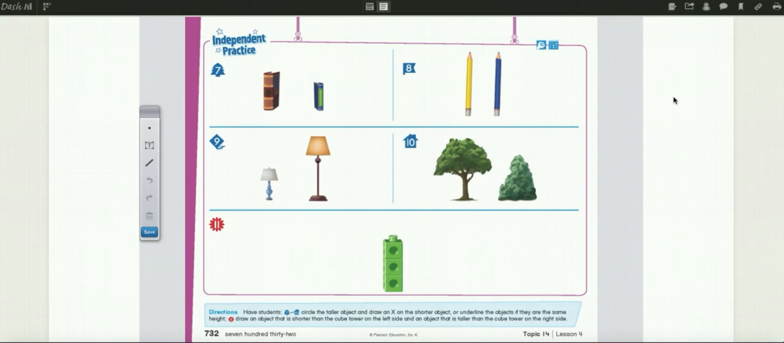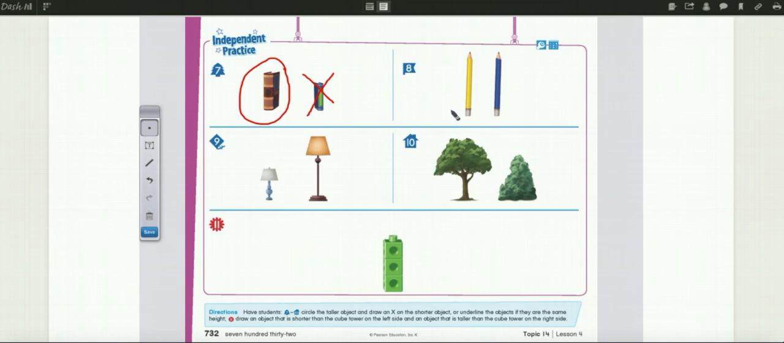Okay, so for number 7, 8, 9, and 10, we're going to circle the taller object, draw an X on the shorter object, or if they are the same height, we will underline them. So look at number 7. What can you tell me about these two books? The first book is taller. The second book is shorter.